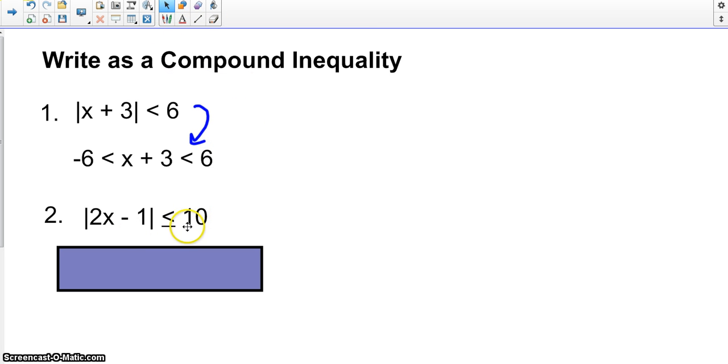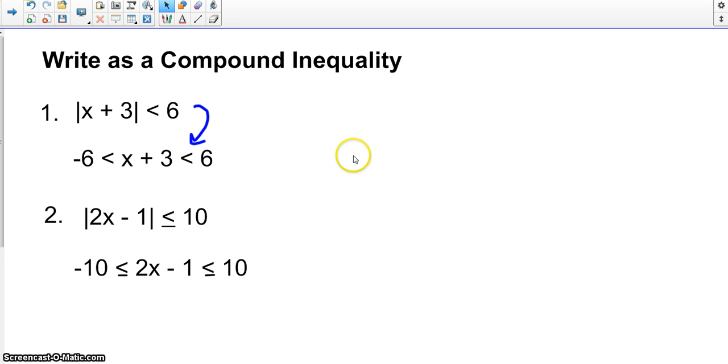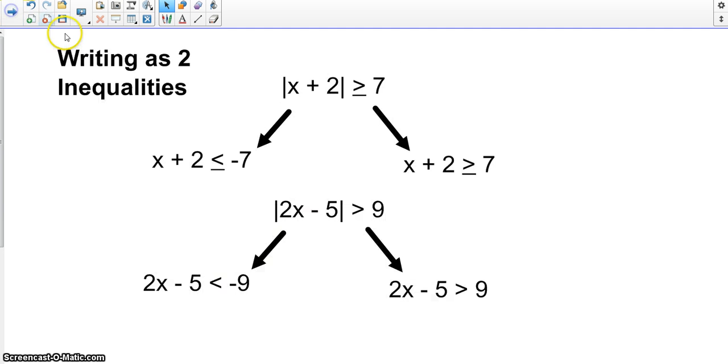So stop the video for a second and take a look at this one. So hopefully you got this as a compound inequality for this absolute value, okay? And then you should know how to solve this and also how to graph it as well.